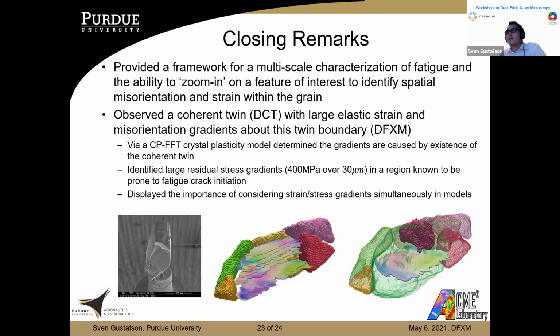We observed this twin boundary with DCT, and we observed the elastic strain and misorientation gradients with dark field. We then brought in the crystal plasticity model to show us that indeed these gradients are caused directly from the existence of this coherent twin in the microstructure. We also saw, if we evaluated the value of these stress gradients, a difference of about 400 MPa over 30 microns. Again, this region is known for fatigue crack initiation, so this was an interesting find. And this just shows the importance of considering these stress and strain gradients in models.